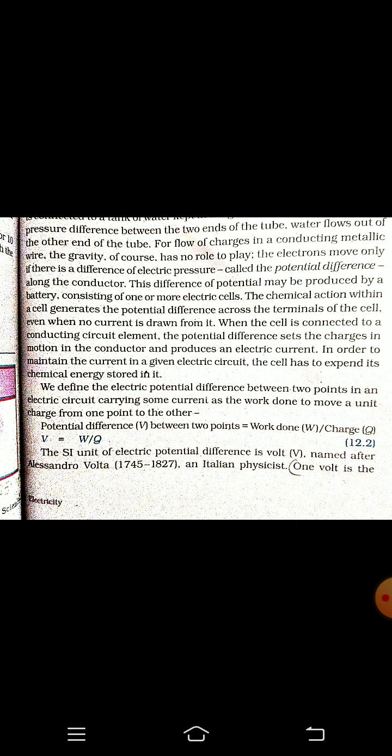Do you remember what about the ammeter? Ammeter is always connected in series, whereas voltmeter is always connected in parallel. Why is it so? Because we have to find the difference between any two points. So wherever we have to find potential difference between two points, we will attach the voltmeter in parallel.